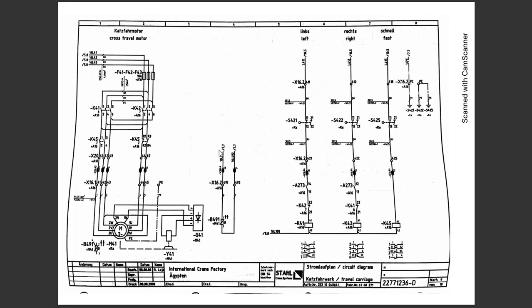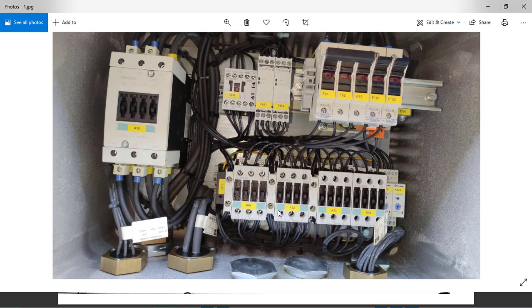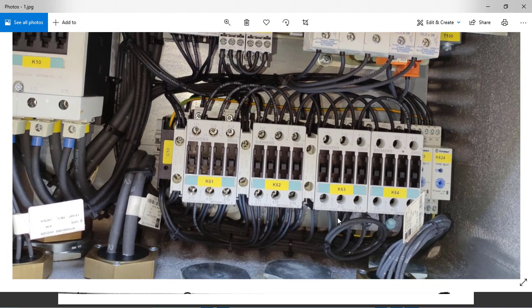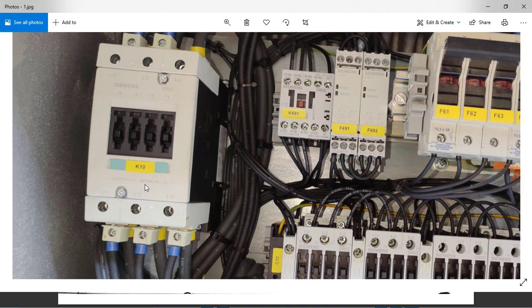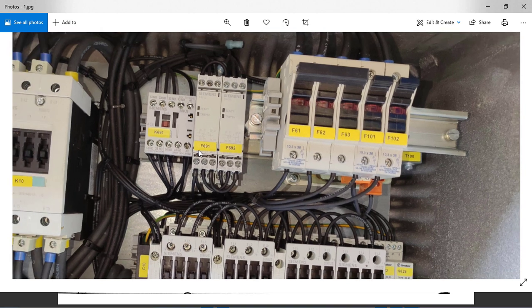Here, as you can see, inside the junction box, this junction box is responsible for the traveling movement. Let's go to page number 3. This is our traveling movement. We have here, as we said before, K61, K62, K63 and K64. Here we also have our main contactor K10, and here we have fuses F61, F62, F63, and two different fuses for the control circuit, and we will not speak about it in this video. Also we have other things that we will see after 5 minutes from now.